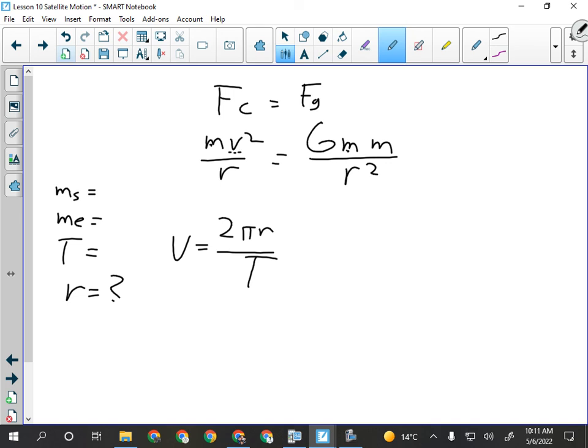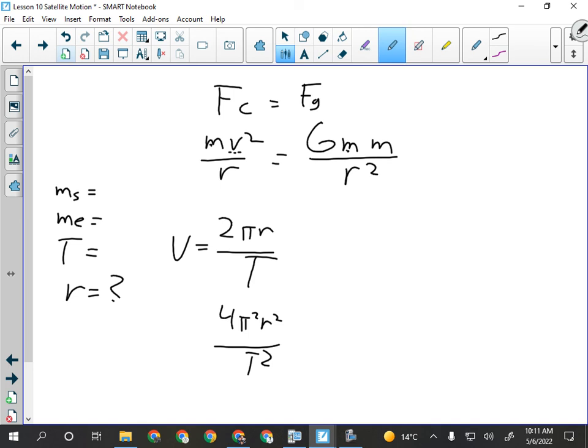I need to superimpose it basically onto that formula. Now in that formula, V is squared. So what do I need to do with the formula? Square it. Okay, what's 2 squared? 4. What's pi squared? Pi squared. Okay, and same with r, and same with t. So there we go. There's the formula squared.